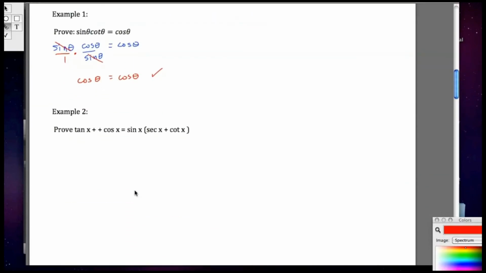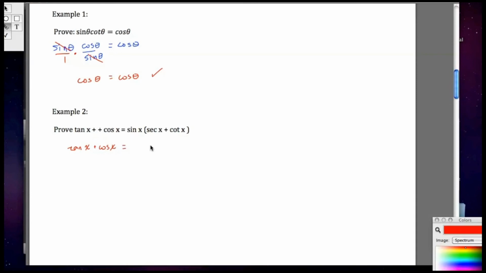I'll leave up example 1 and we'll do example 2. This one is one of those ones where it's like, well, we just did an easy example. Why are we doing this one? So here's another more difficult example. I'm going to pick the most difficult side. While this one has an addition sign, this one has addition and multiplication. So let's pick this side. So I'm going to leave this one as tangent of x plus cosine of x.